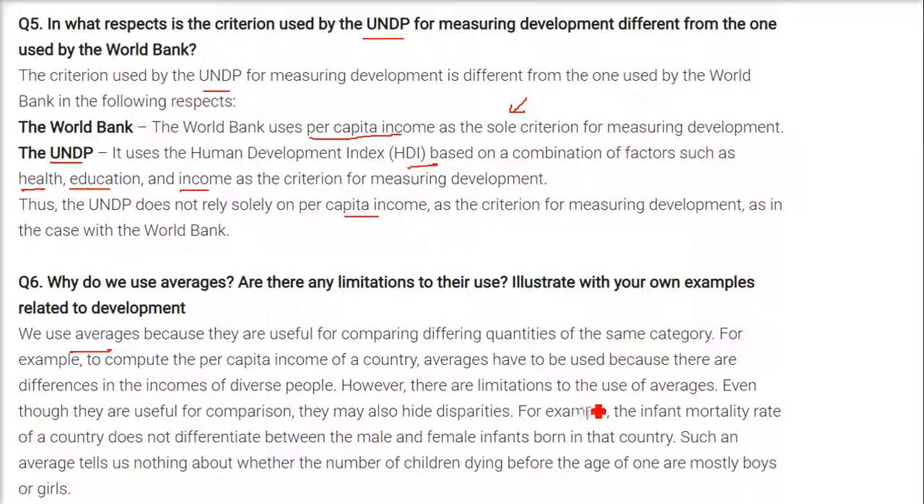However, there are limitations to the use of averages, as we saw in the previous discussions also. Even though they are very useful for comparison, because the average can be a single point observation of what is going on in the country, they may also hide the disparities. For instance, the infant mortality rate of a country does not differentiate between the male and female infants born in the country, right? A female may be dying more than a male or otherwise. So this average tells us nothing about whether the children dying before the age of one are mostly boys or girls. So these are the disparities which we are talking about.